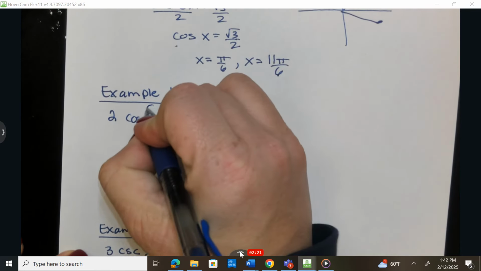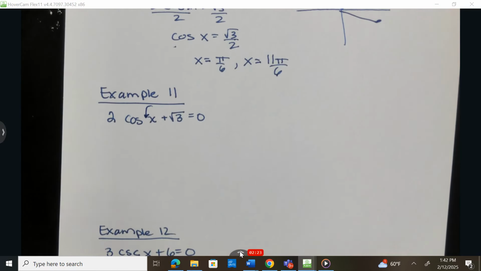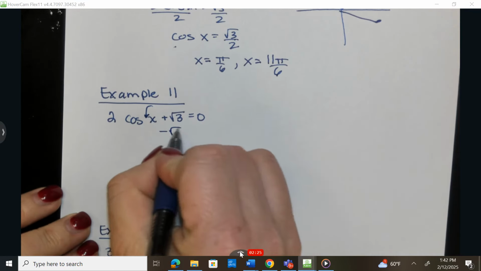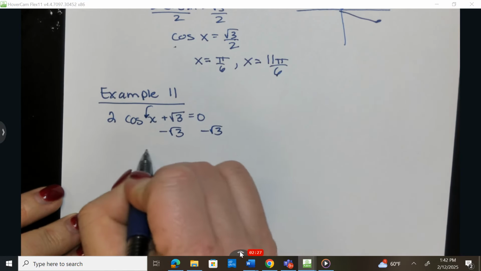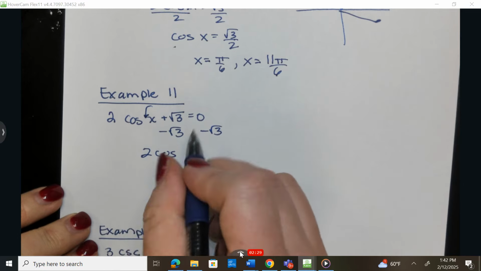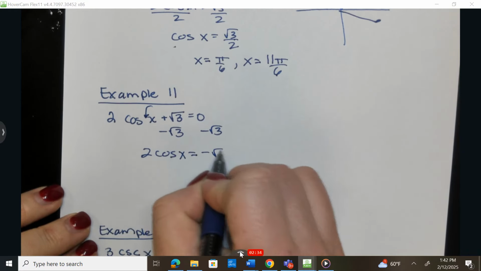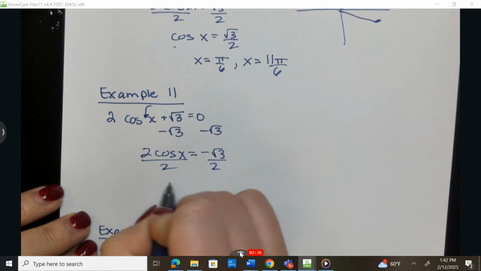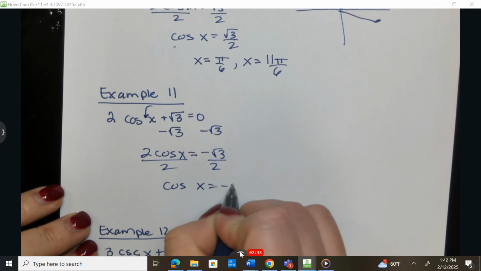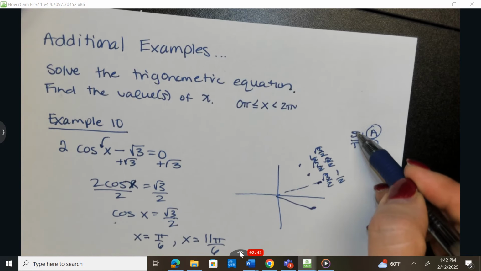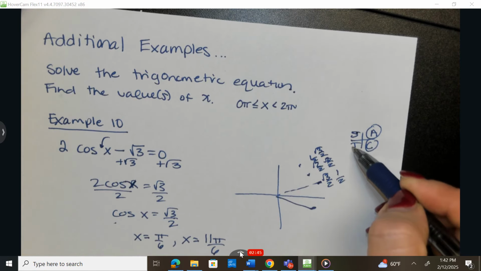Example number 11, again, notice I only have one revolution to do. This time I'm going to subtract, so it looks very similar to the first example we did in this video, example number 10. The difference is now I have a cosine value that is negative. So where are cosines negative? Cosines are negative in quadrant 2 and in quadrant 3.